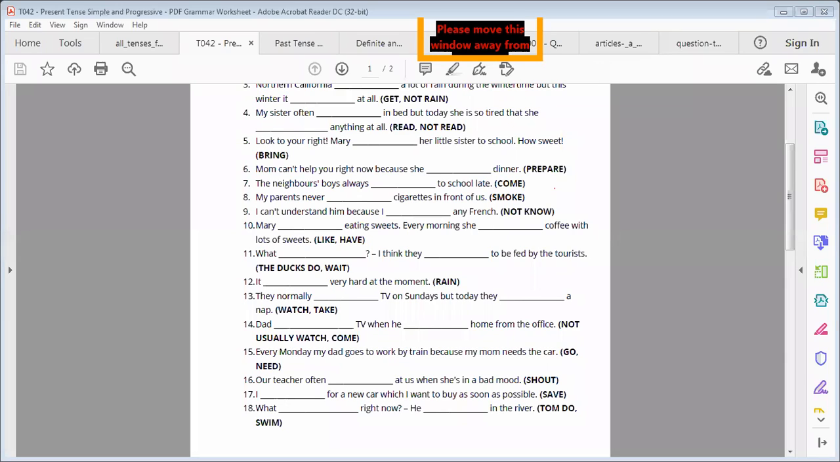Difference between have and had. Had is the past form of have. Have is used with present tense. Had is used with past tense.